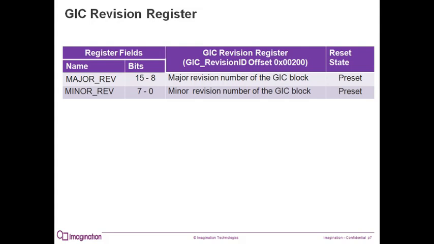The GIC revision register has two fields. The major revision reflects the changes from one product to another. The minor revision field reflects the changes from one release to another.